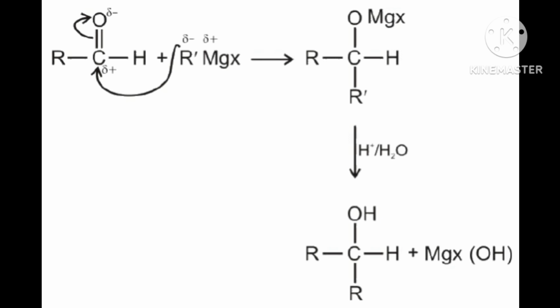Second question: you have to write the products and their IUPAC names. You have to give the structure and IUPAC names of the products expected from the following reactions. The first reaction is catalytic reduction of butanal. The second is hydration of propene in the presence of dilute sulfuric acid. And the third is the reaction of propanone with methyl magnesium bromide, CH3MgBr.